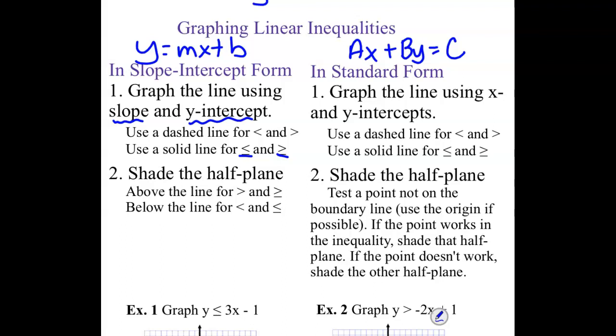For a slope-intercept version, we are able to shade the half plane based on the inequality we see. So if you have y is greater than or y is greater than or equal to, you're going to be shading above the line. If it says y has to be less than or less than or equal to, then you're going to be below the line.